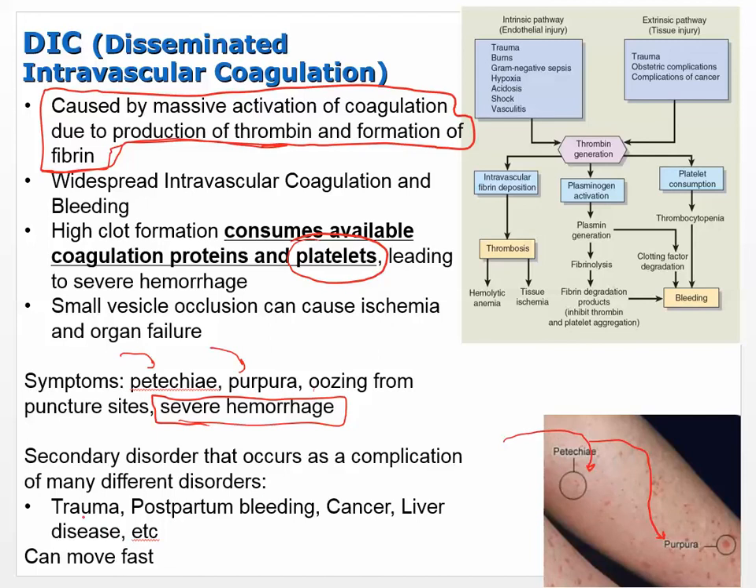Okay, so trauma, postpartum bleeding, cancer, liver disease, because that's what's making the factors, so that can cause it. This can move very quickly, and people can even die from this because it makes it more difficult to get the trauma under control. Okay, so that's it for this topic.